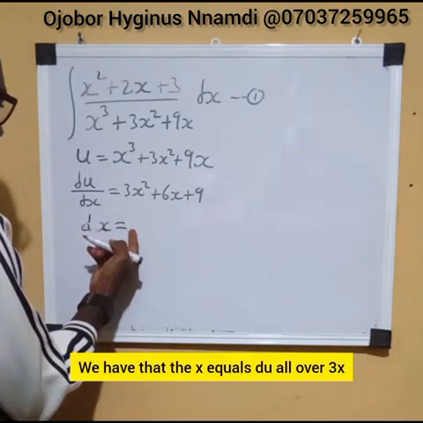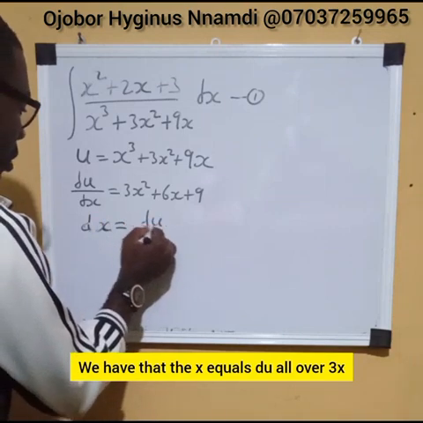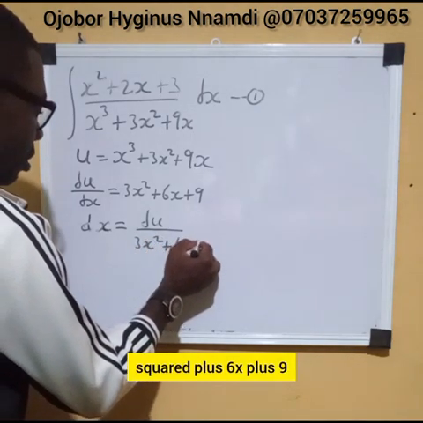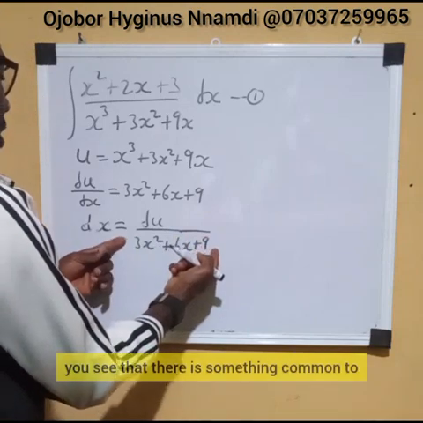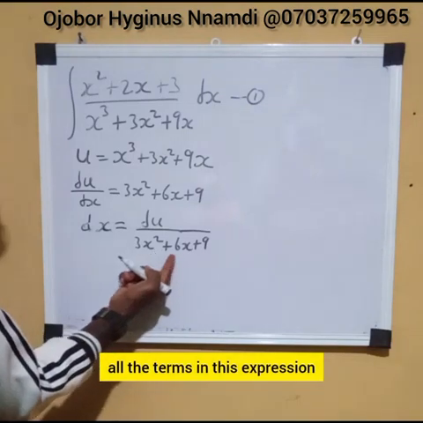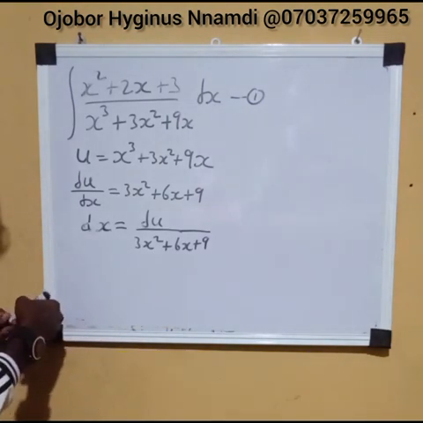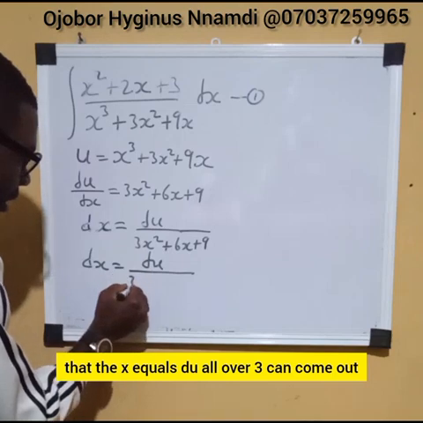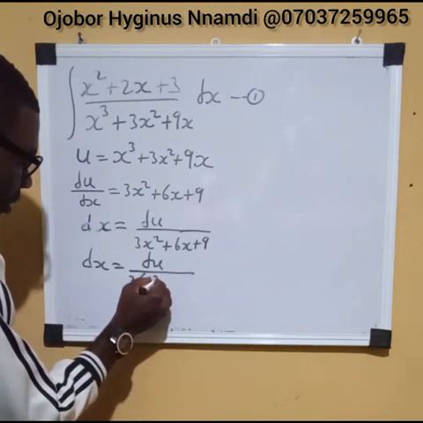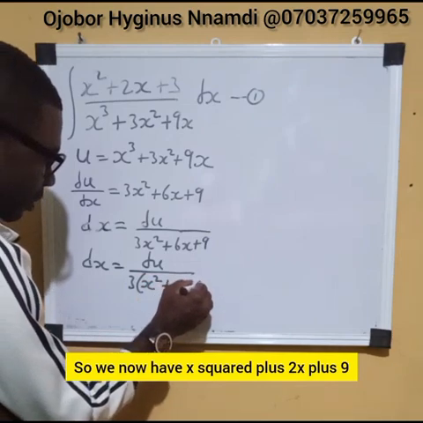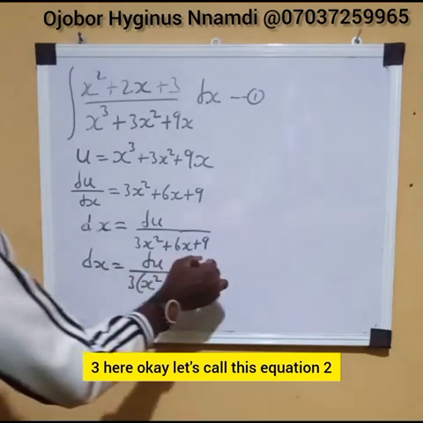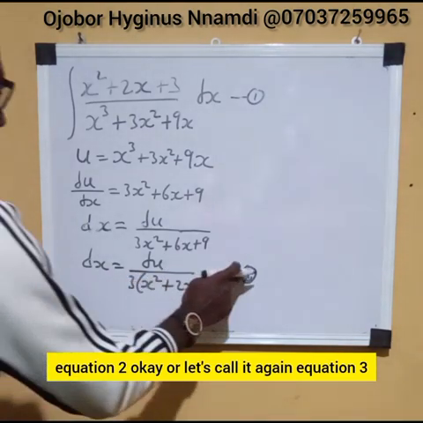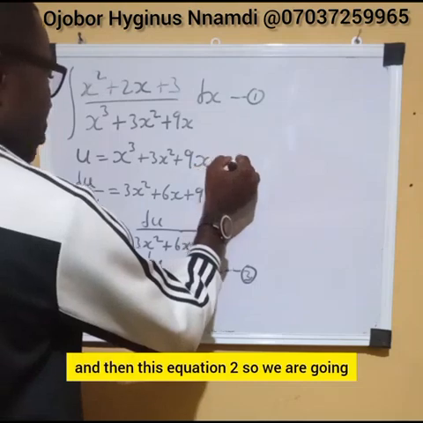We have that dx equals du all over 3x squared plus 6x plus 9. But if you look at this, you see that there is something common to all the terms in this expression, so we can factor that out. So that dx equals du all over 3, which can be a common factor, times x squared plus 2x plus 3. Let's call this equation 2, and the other one equation 3.